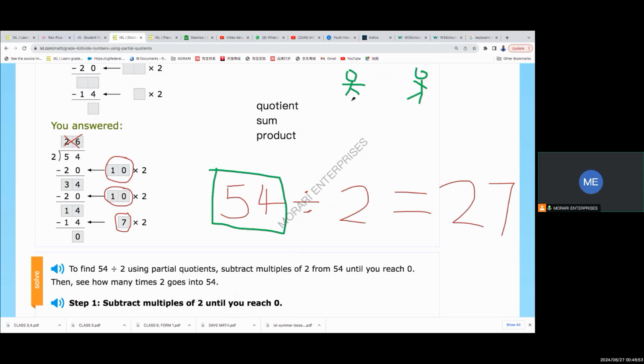So some of you love doing counting: 1, 2, 3, 4, 5, 6. And then at the end, you're gonna count how many will be under this stick man, and it will be 27 each. So that's what it means.